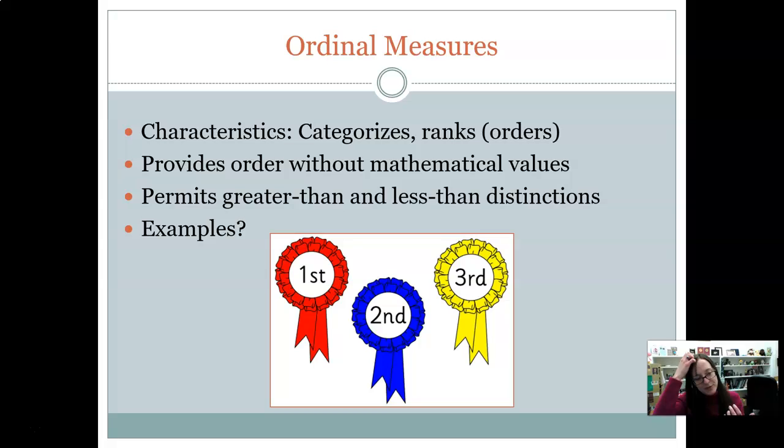Some other examples besides place in a race or a competition of some kind: offender risk level, low, medium, high. We can put those in an order, and that means something, but the difference between a low risk offender and a medium risk offender is not necessarily the same as the difference between a medium risk and a high risk. And even within low and medium, there are differences.